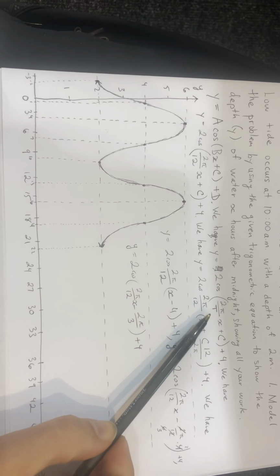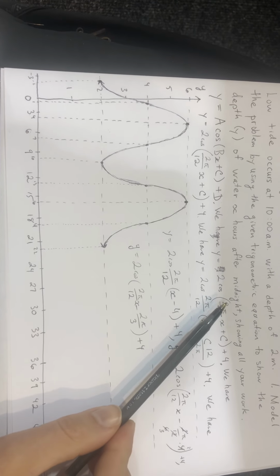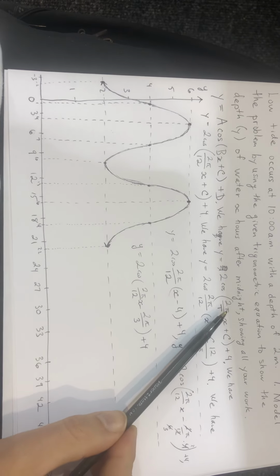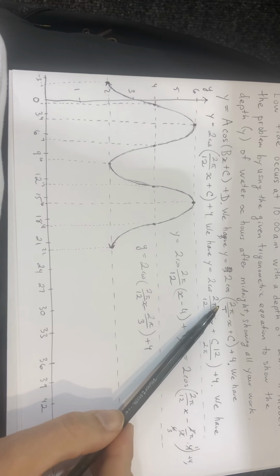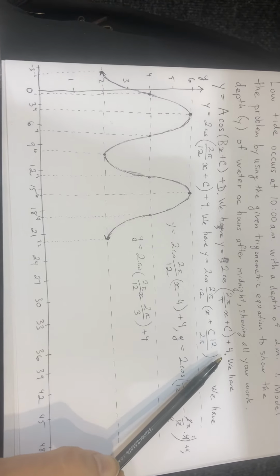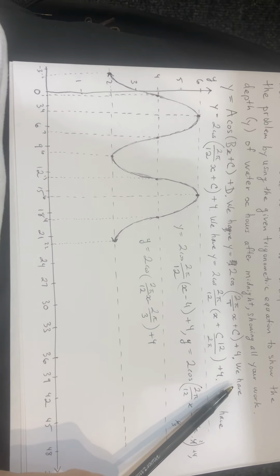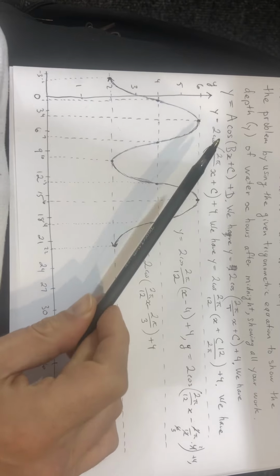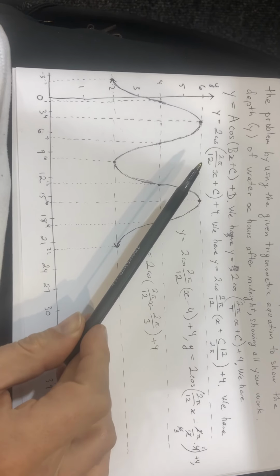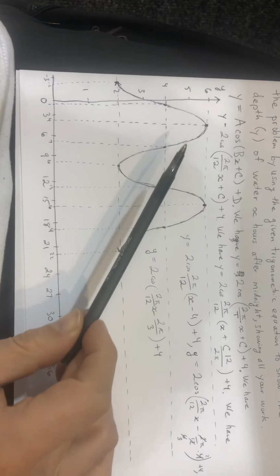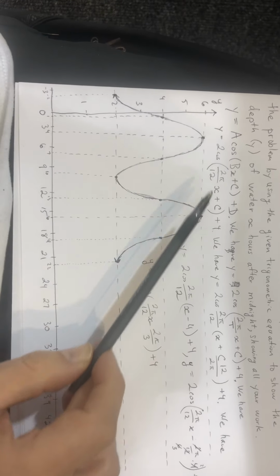So try to understand why, for sines and cosines, we've got this B relationship equaling 2 pi over the period. Okay, we have y is equal to 2 times the cosine of 2 pi over 12. Why? Because the period is 12, going from a peak to a peak.